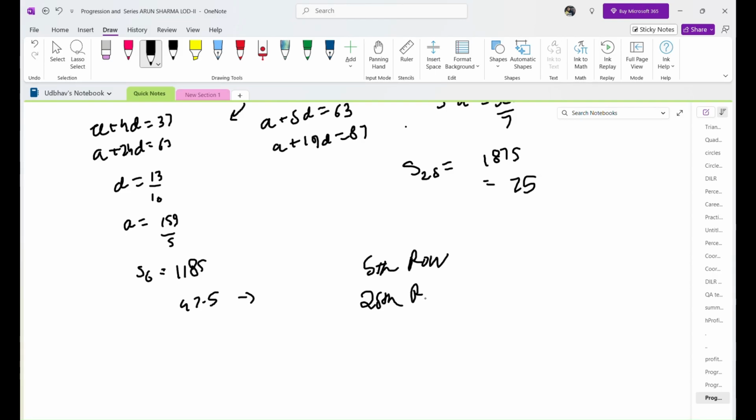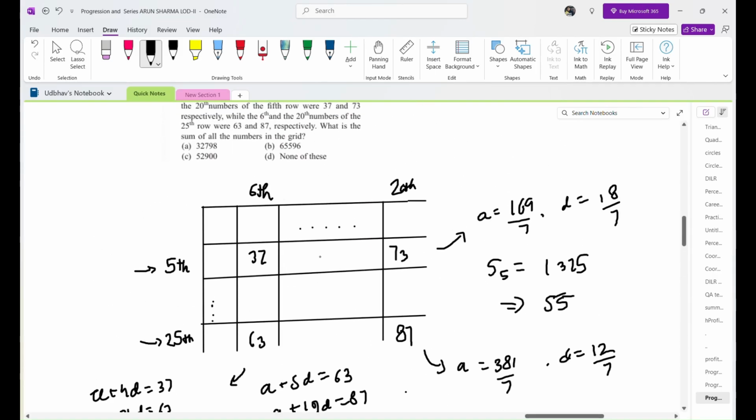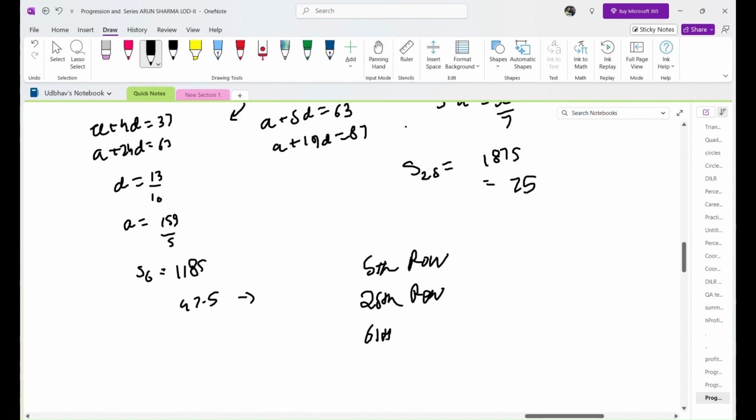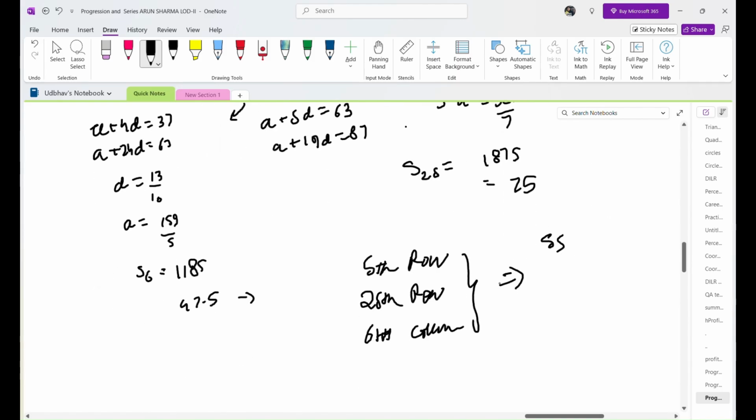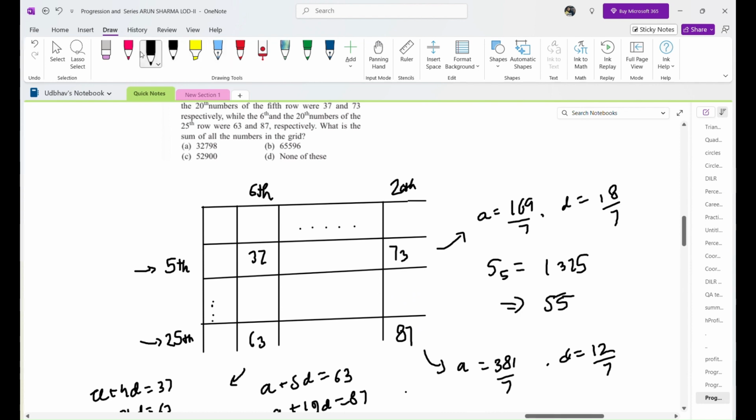So now we have the average of the fifth row, the 25th row, and the sixth column. We have the average of these three individually. It means the average number in each cell of the fifth row is 55. The average number in each cell of the 25th row is 75. The average number in each cell of the sixth column is 47.5.